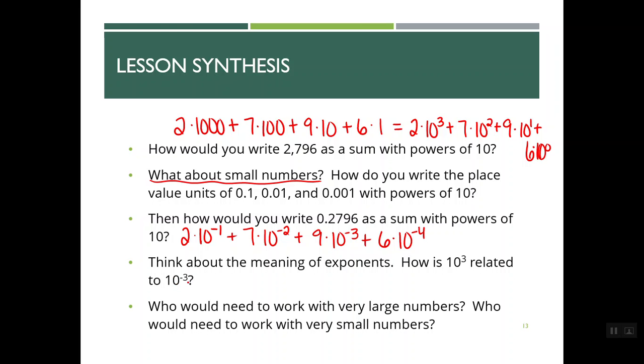So what kind of people work with really big numbers or really small numbers? Typically in the sciences, so astronomers might be working with really big numbers. How far away are planets? How far away are stars? Biologists, physicists, engineers, those are all fields where you might work with really small numbers.